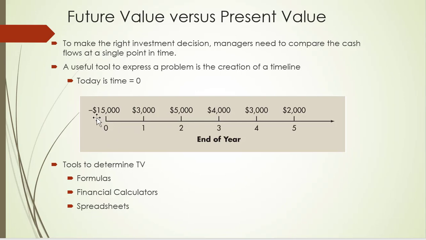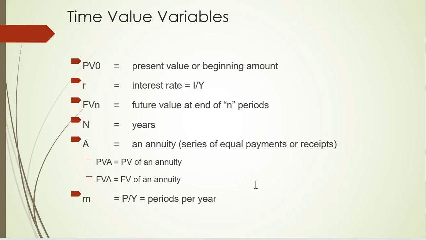But essentially, we have a series of cash flows that we can forecast, obviously through projects, through securities, etc., and utilize this time element, this type of timeline, if you will, to identify value. So what are the variables? PV is the present value or the beginning amount. R is the interest rate. It also is I divided by Y, which is interest rate per year. So this is our nominal interest rate. FV is future value. N is years.